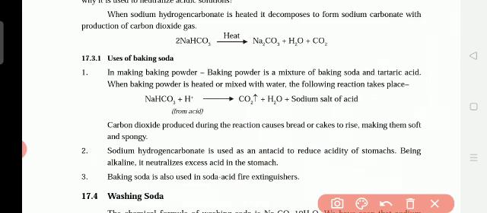But actually, baking powder is a mixture of what? Baking soda and tartaric acid. Okay, underline this point.